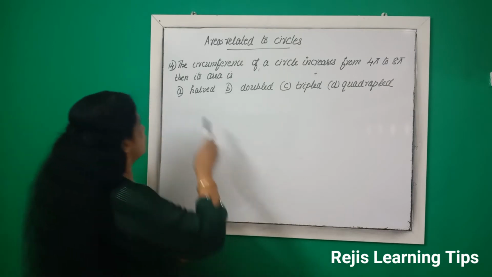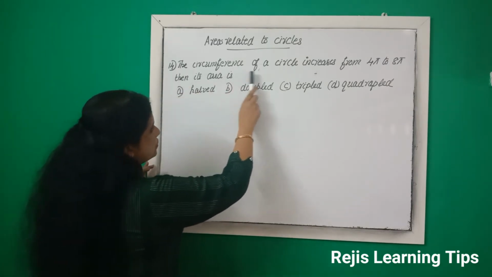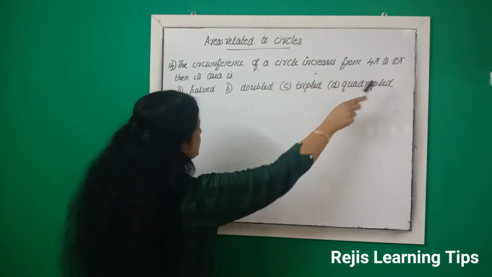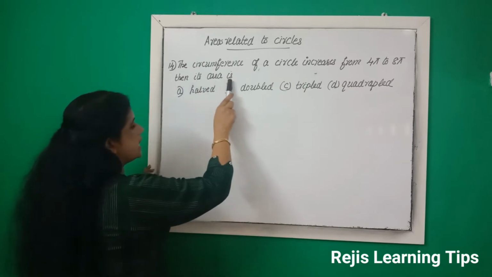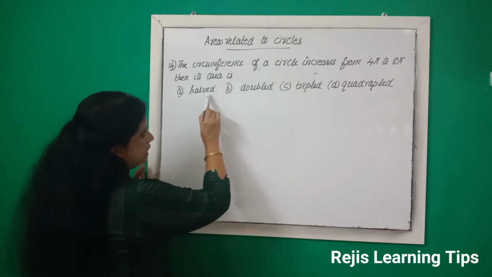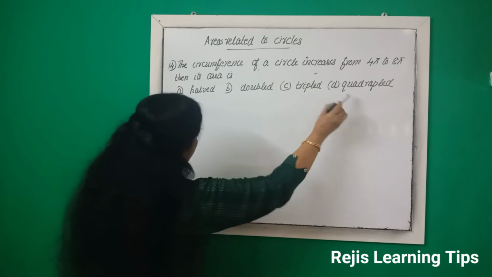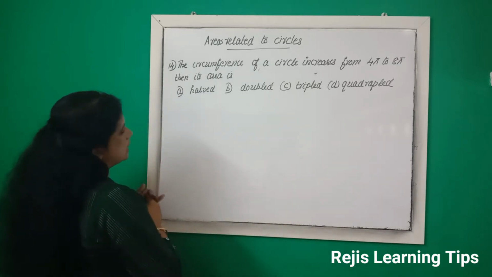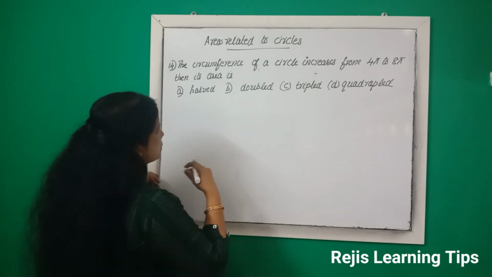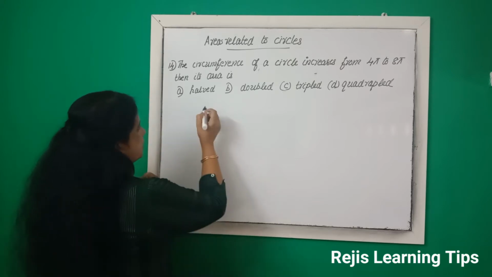Okay, 14th question. If the circumference of a circle increases from 4 pi to 8 pi, then its area is halved, doubled, tripled, or quadrupled. Okay, the circumference of a circle increases from 4 pi to 8 pi.